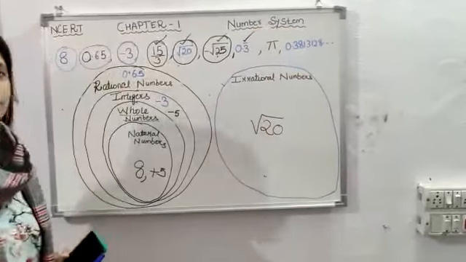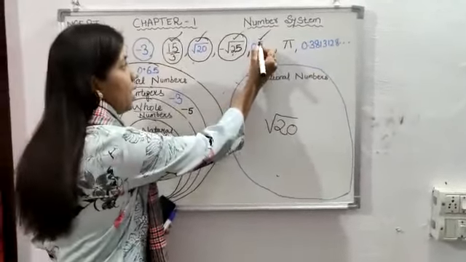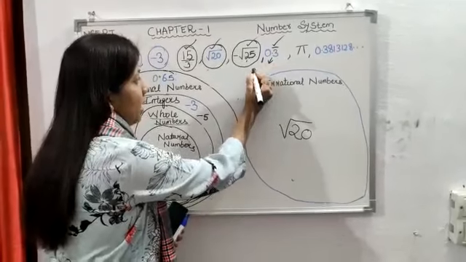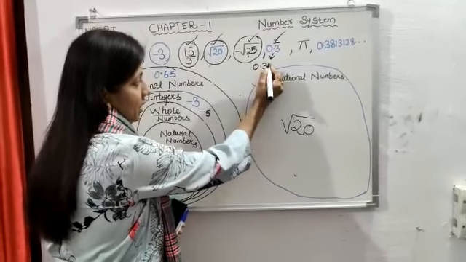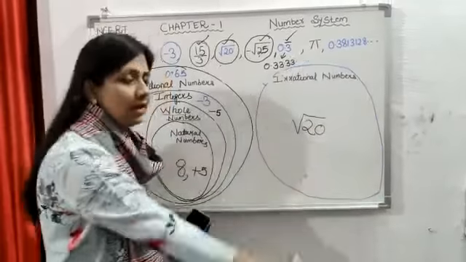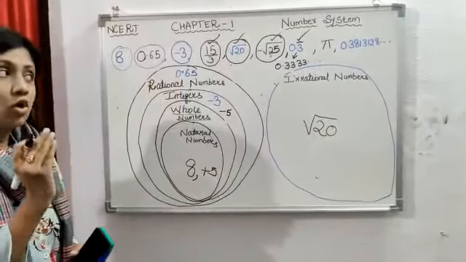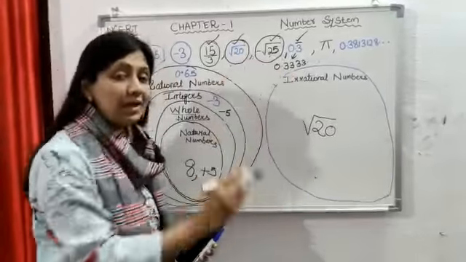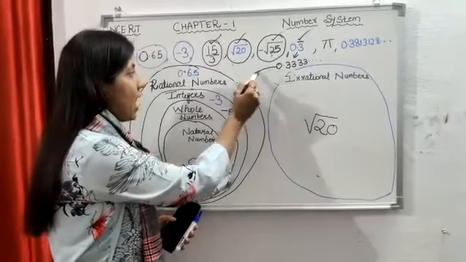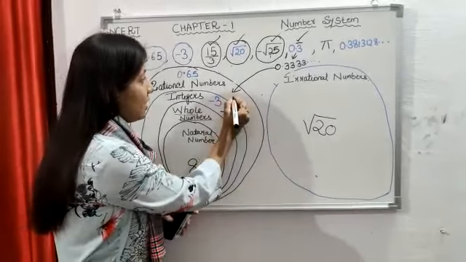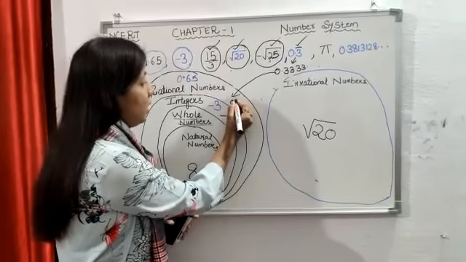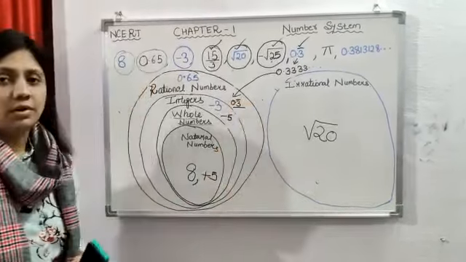Now my next number is 0.3 bar. I am having a bar here. What is the meaning of bar? It means my number is non-terminating, but it is repeating. Since this is non-terminating but repeating, it means it is a rational number. In the next class, we will learn how to convert a non-terminating repeating decimal into a rational number.